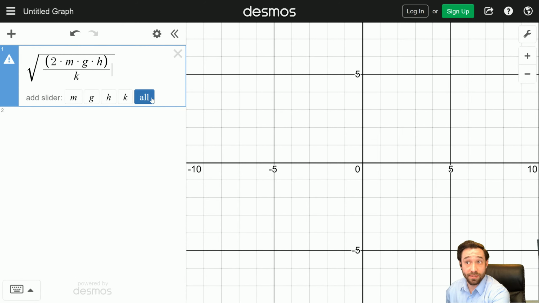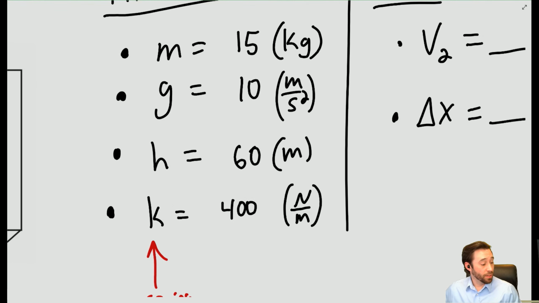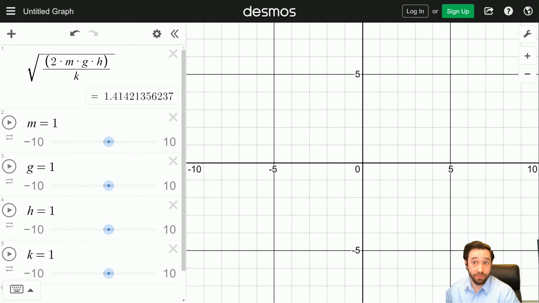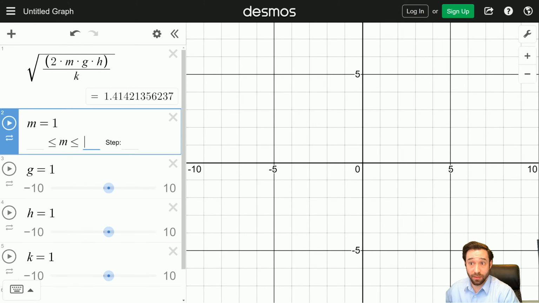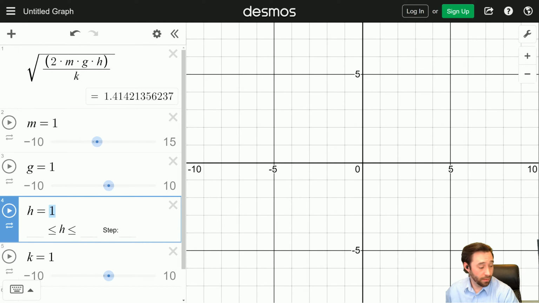So when it says add slider, I'm going to add all. If I go back up, and look at my, excuse me, I'm going to look at my knowns. So the value for my mass is 15. So when I switch back over here, my mass variable, I'm going to switch this to 15. My gravity is going to be 10. My height was 60.